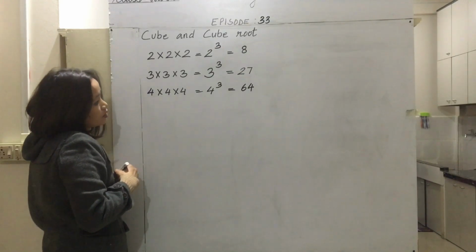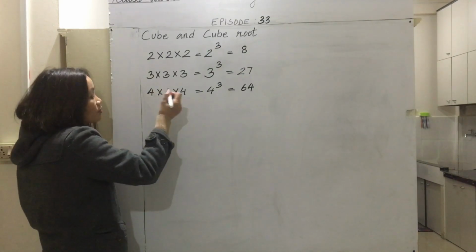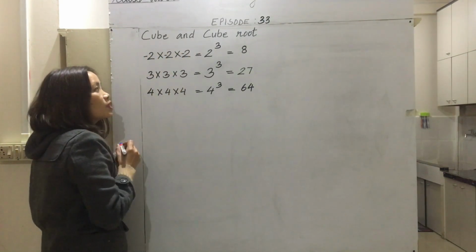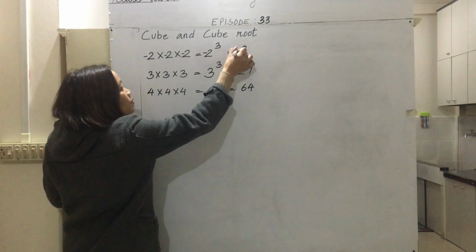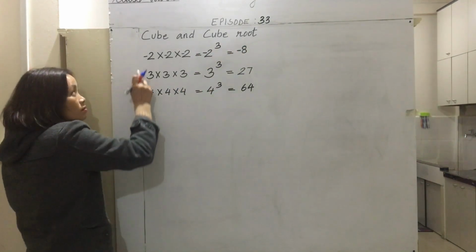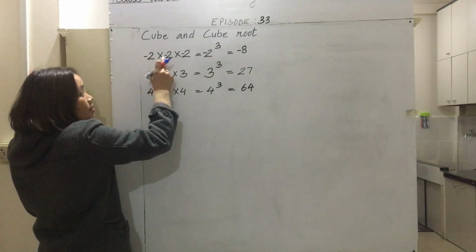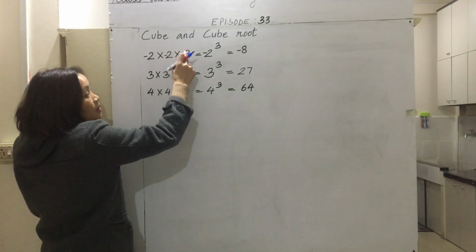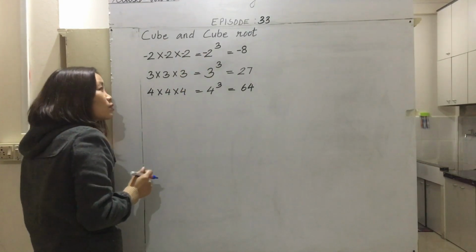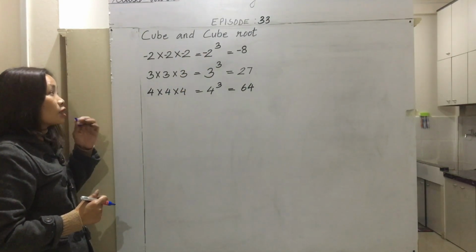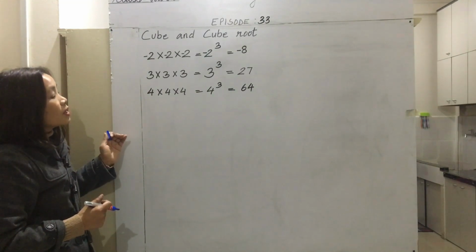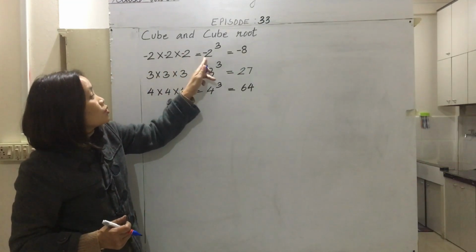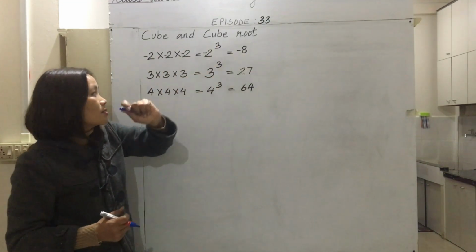So the cube of a negative number, for example, negative number cube, will always be negative. Minus 2 cube is minus 8, right?